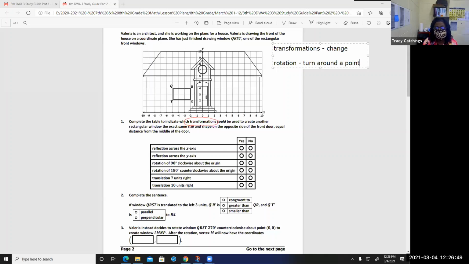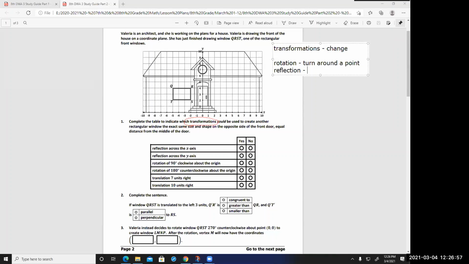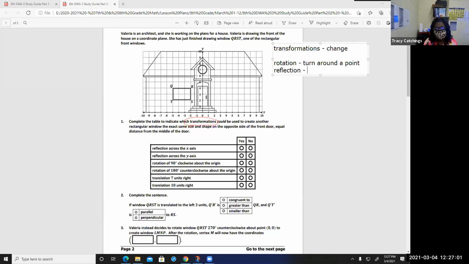Oh, turn around and point. What's a reflection? Oh, so a rotation is where we turn around and point. Reflection is a mirror image. And then we have a translation. What's a translation?